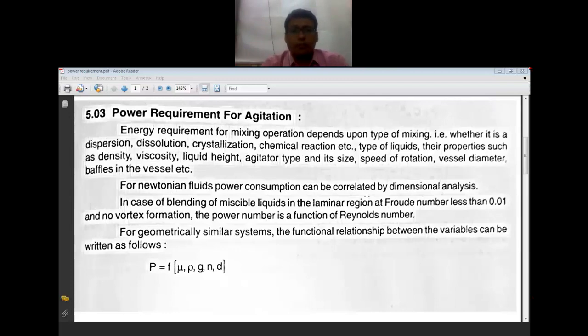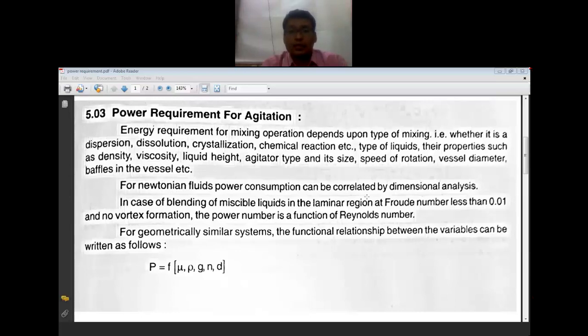In general, power is one of the most important factors that is essential to be studied when we consider the process of mixing or agitation. The energy requirement for a mixing operation depends on various factors, such as which type of mixing is to be carried out, whether it's a dispersion, dissolution, crystallization or a chemical reaction.